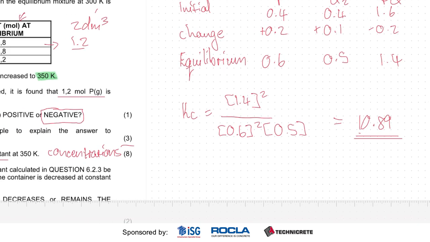I see that they award a mark for writing the equilibrium expression first before plugging in the numbers. So definitely don't do what I did where you just plug in the numbers straight away. You definitely want to write this out first. Let me do it now. Let me not be lazy.